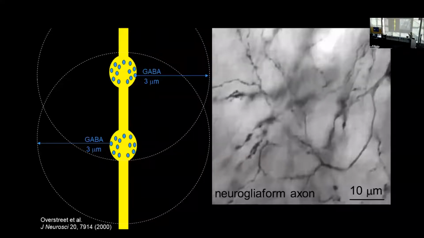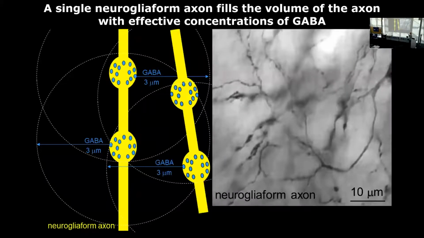Now, how do neurogliaform cells do this? When GABA is released from a terminal, it covers an area of about 3 micrometers in radius with efficient concentrations of GABA. So if you put 2 separate axonal branches closer than that distance, chances are that you can flood the area with efficient concentrations of GABA. Now let's have a look at how many separate axonal collaterals we have at this corner here. 1, 2, 3, 4. And the distance between these 2 is less than 10 microns. So the density of a single neurogliaform axon is compatible with the idea that the area is flooded by GABA and there is volume transmission.